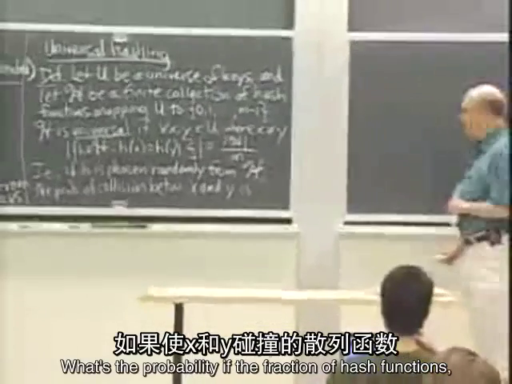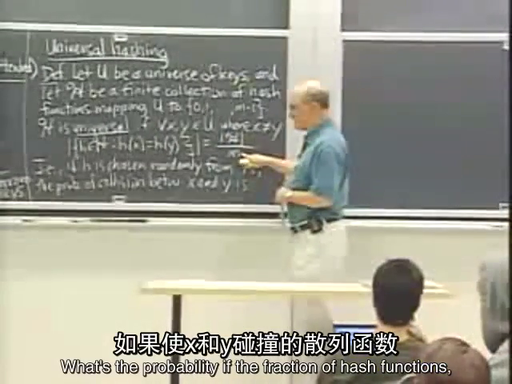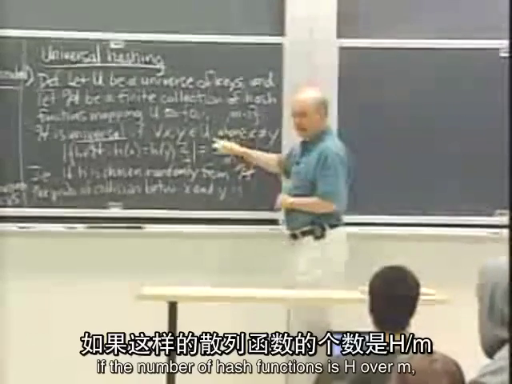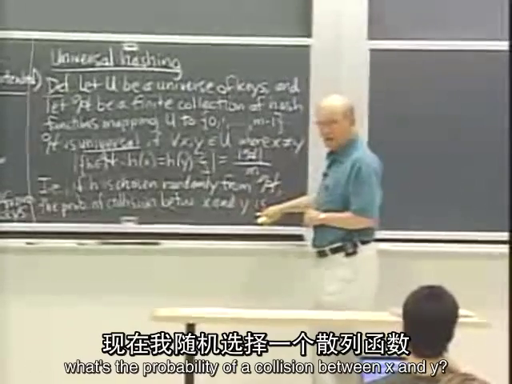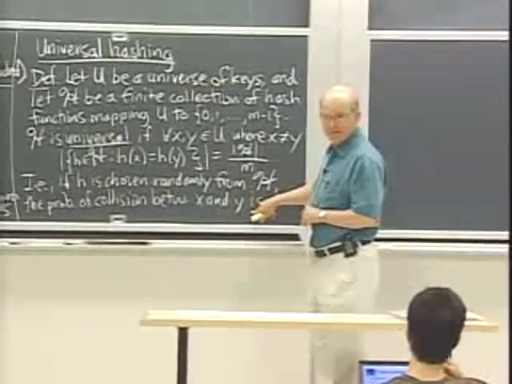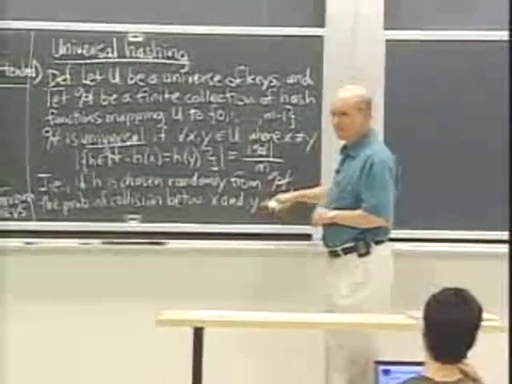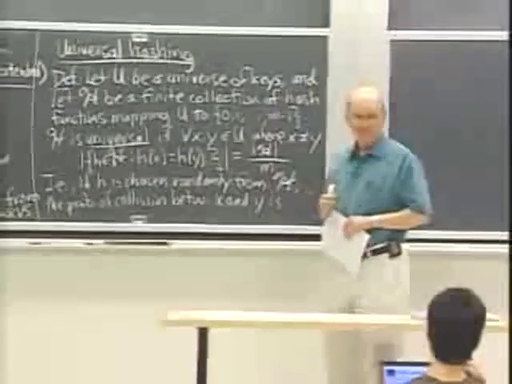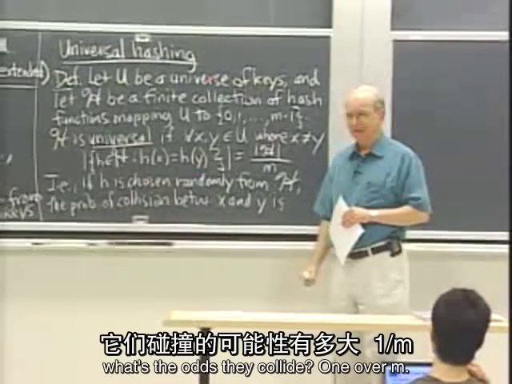What's the probability, if the fraction of hash functions is H over M, of a collision between X and Y if I pick a hash function at random? If I pick a hash function at random, what's the odds they collide? 1 over M.